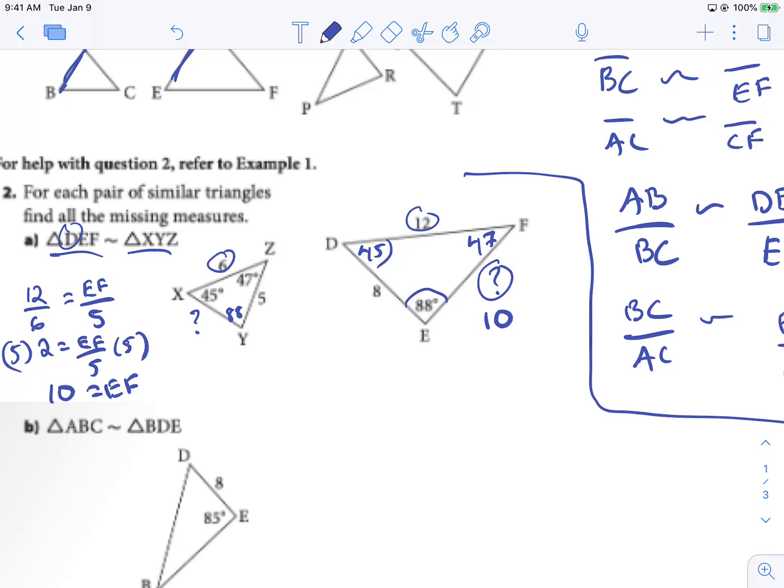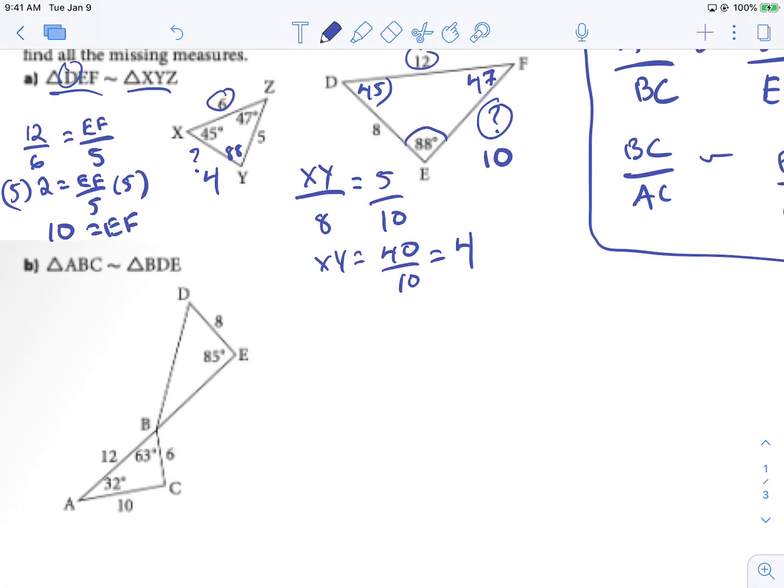So XY over 8 is equal to 5 divided by 10. We can cross multiply here. XY equals 8 times 5, which is 40, divided by 10 equals 4. So we were right, this is going to be a 4. Okay, same thing here. This angle is also going to be right there, so we have a 63 right there. This 32 is going to be over there, and this 85 is right there.